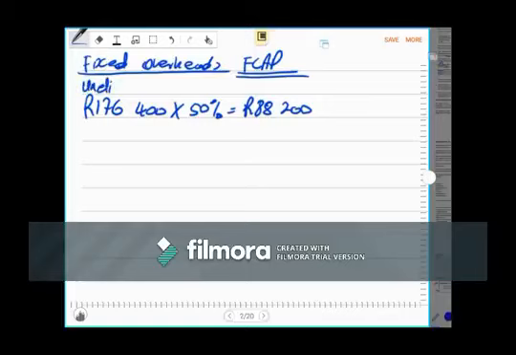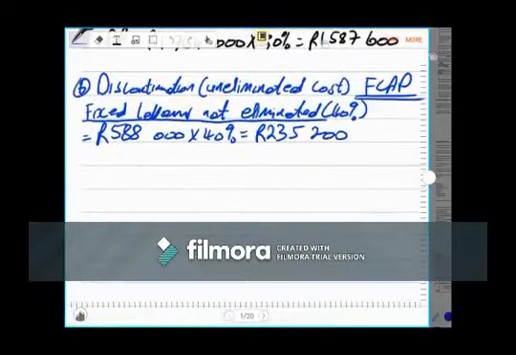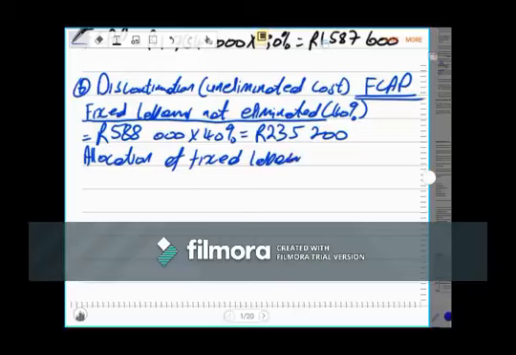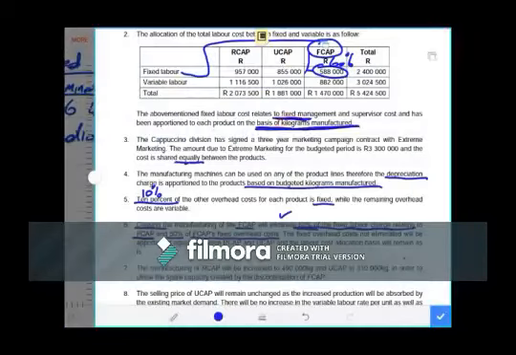Therefore, now again, we say uneliminated fixed cost, eliminated fixed cost, uneliminated overheads, fixed overheads. Therefore, now we have to do allocation of fixed overheads, and we also have to do the allocation of this fixed labor. How do we allocate this amount to the remaining products? Because it is still there, but the product no longer exists now because the company wants to discontinue.